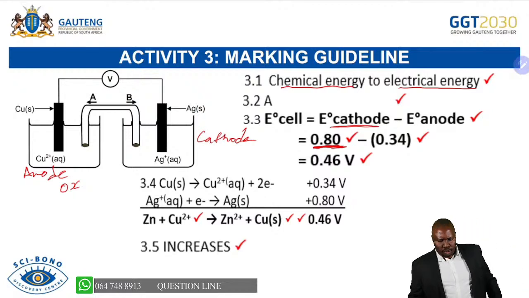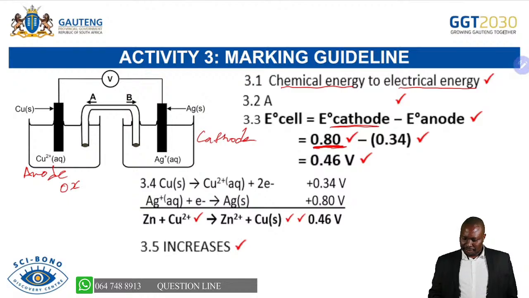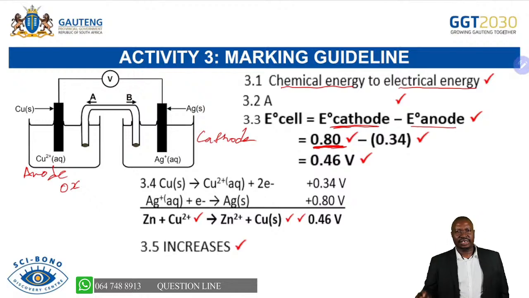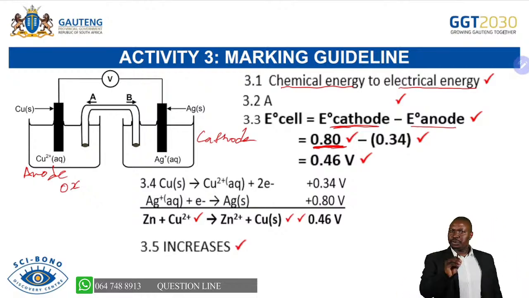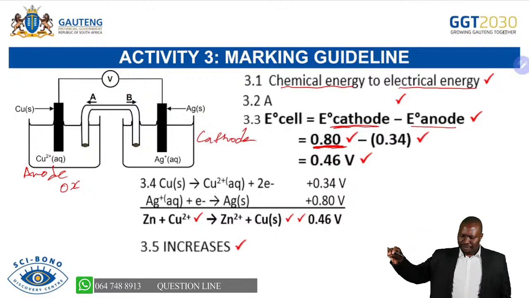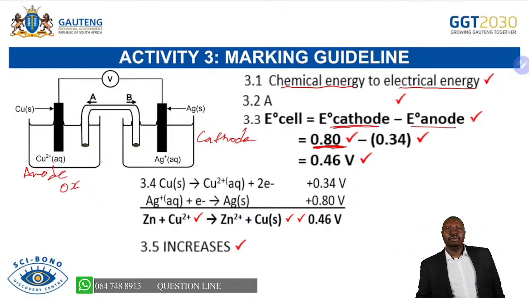So you are able now to look at this question in this fashion: E cathode minus E anode. Please copy the formula as it appears on the data sheet. Don't make shortcuts, because we will not mark something that has changed. Your responsibility is to go to the data sheet, identify the correct formula and write the formula. We give you 1 mark for that.